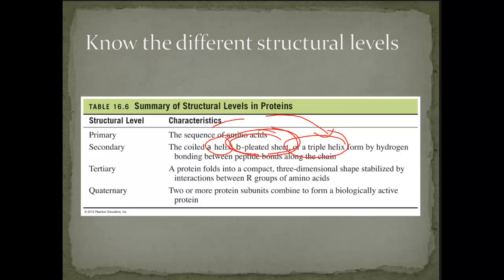Tertiary is our protein folds that compact into a three-dimensional shape. Tertiary and quaternary are considered globular because they basically look like a big glob when you're done. And then quaternary are two or more of these tertiary structures globbed together.